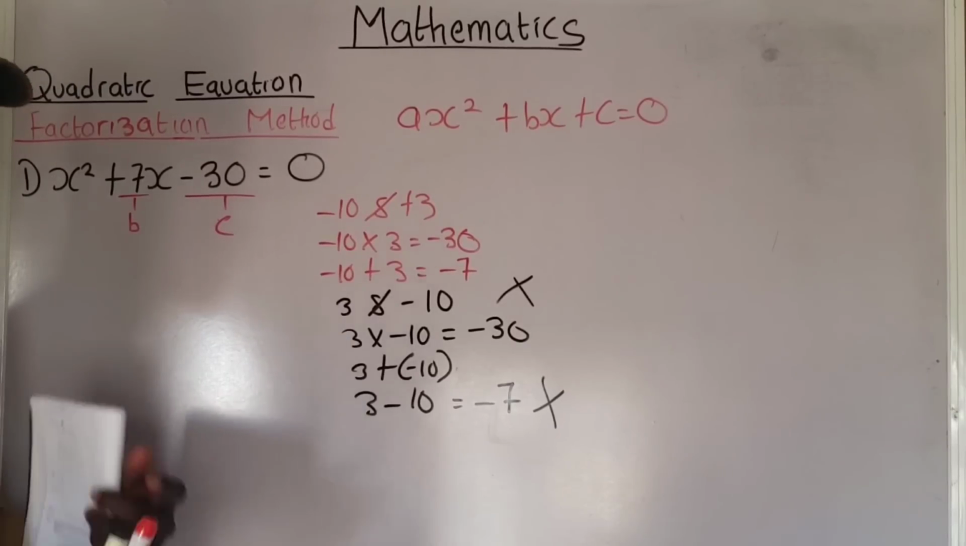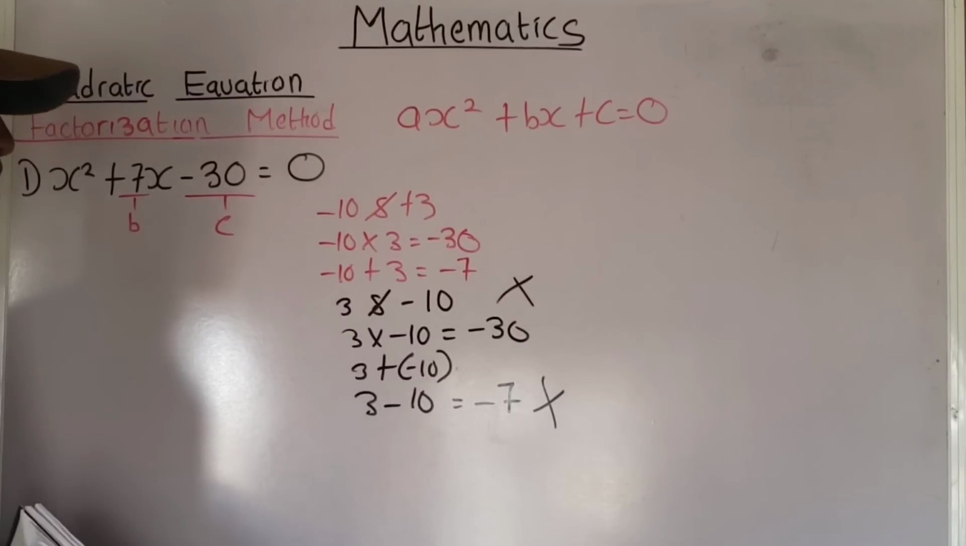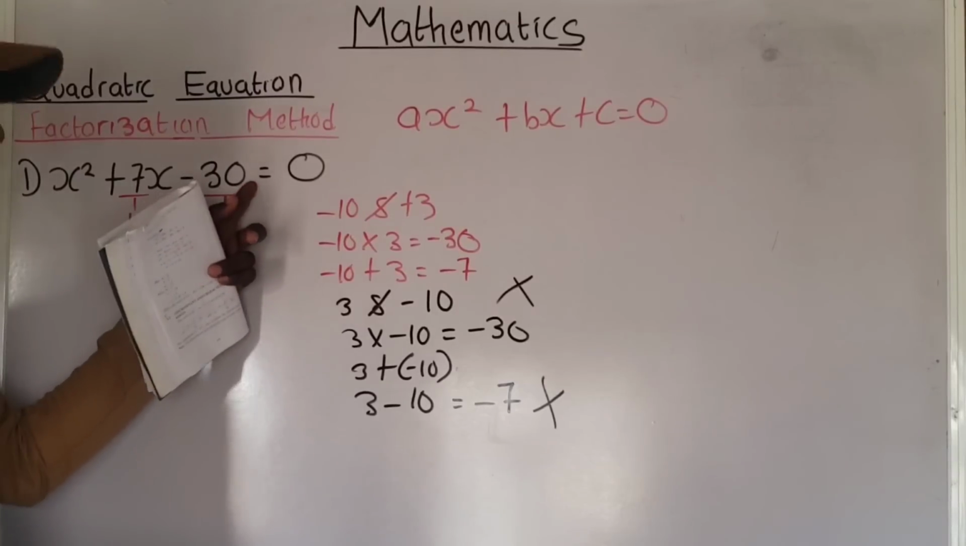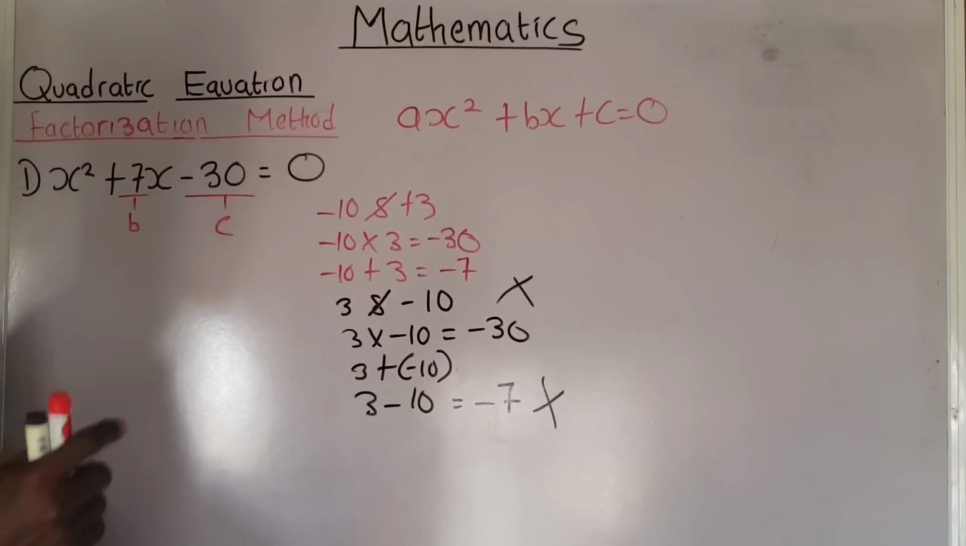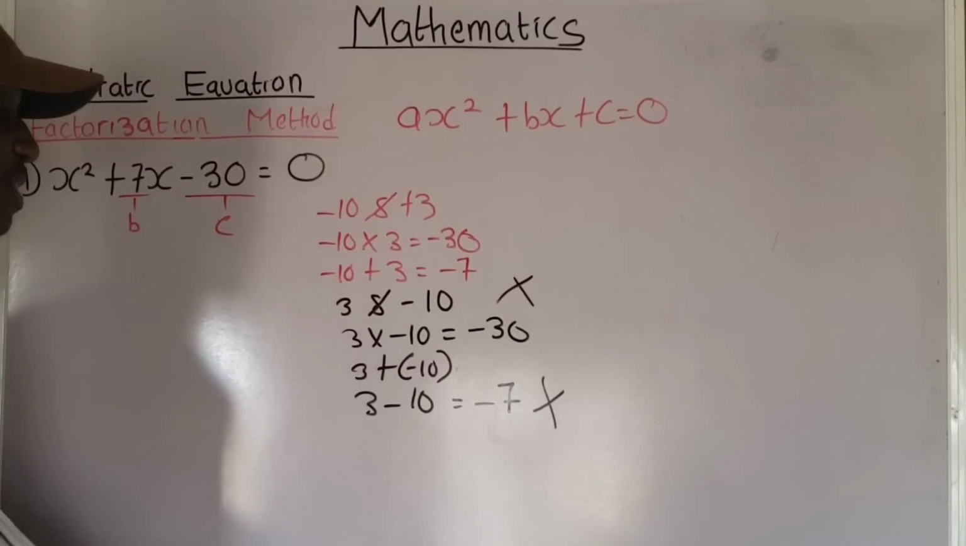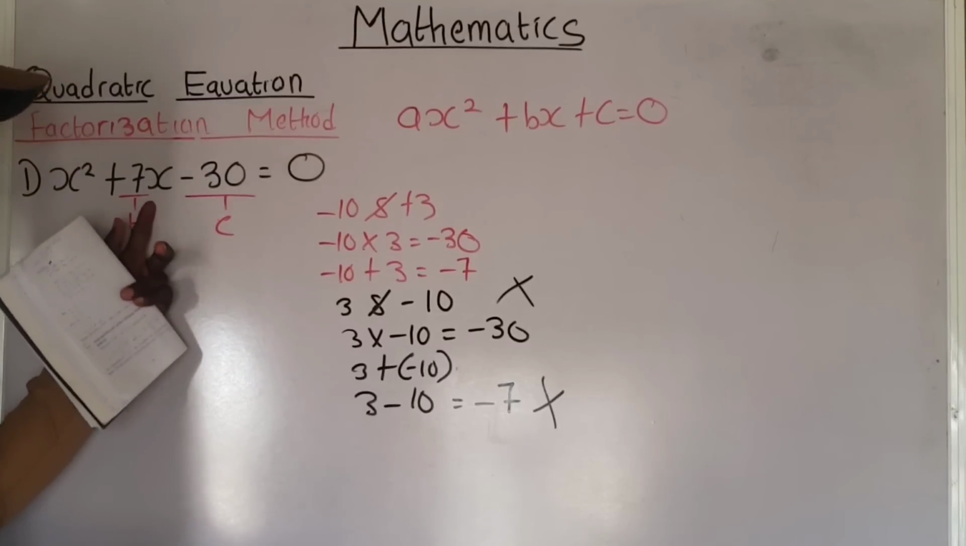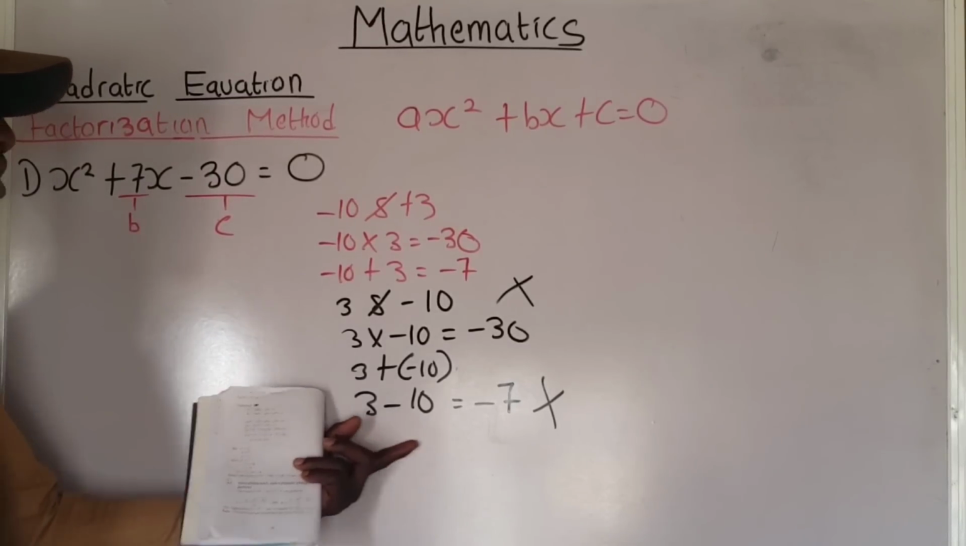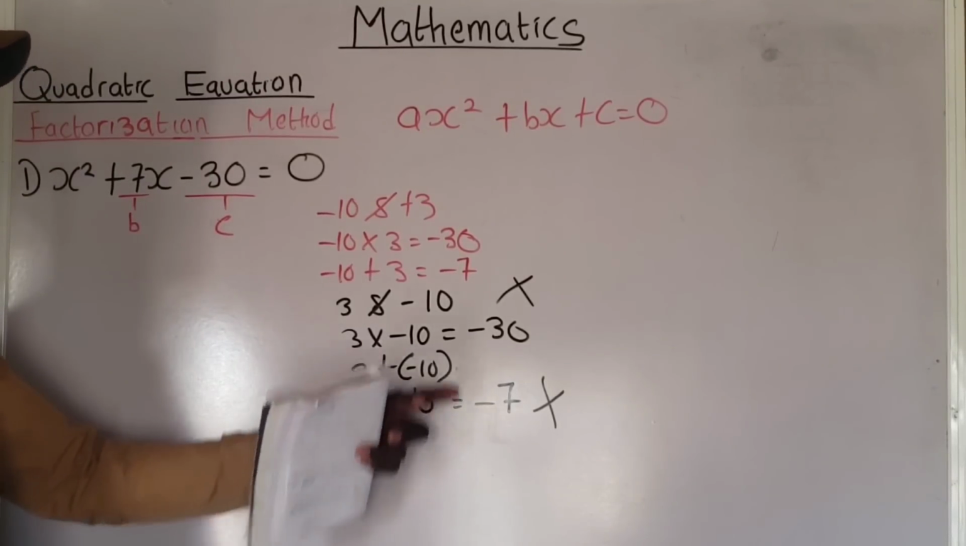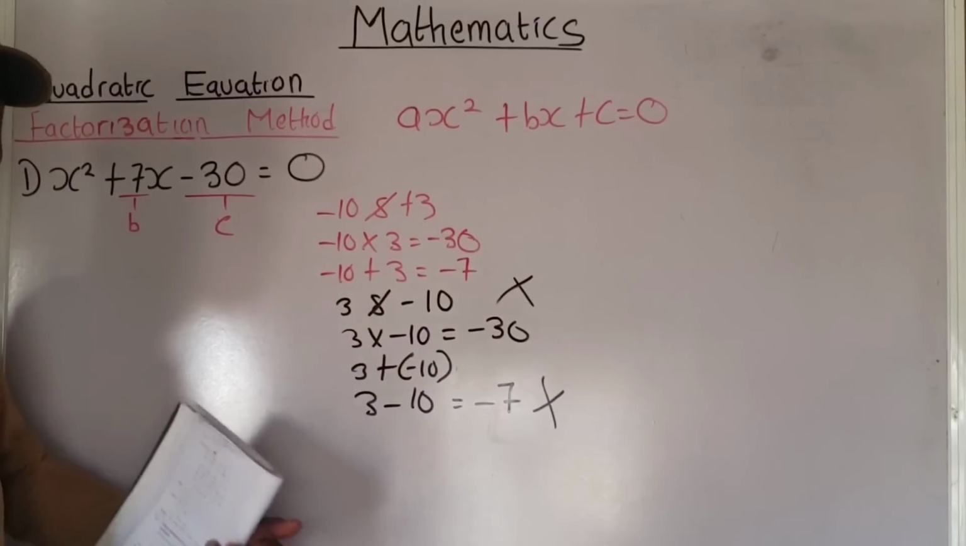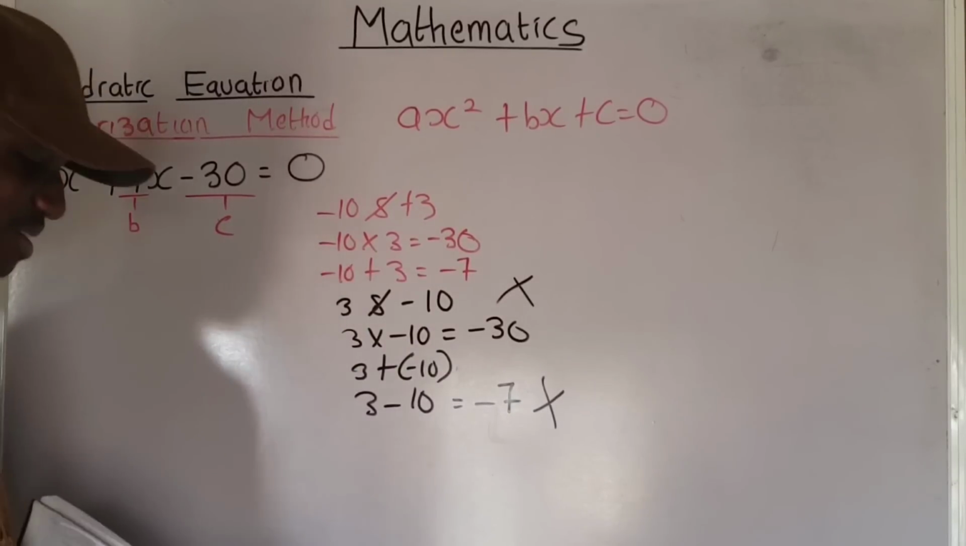You must think of numbers such that when you take their product, it must give us C, which is the constant term in the quadratic equation. And when you add these two numbers together, you must get B. And B is 7. When we add these two numbers together, we got negative 7 here. We still got negative 7 here. So we have to try another number.